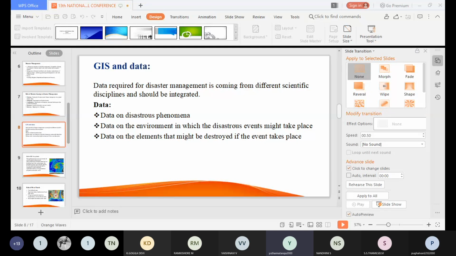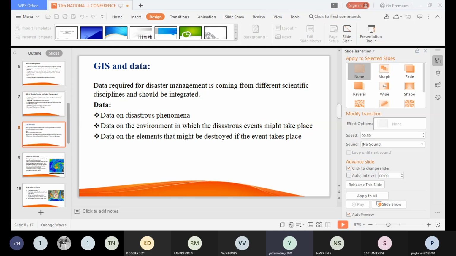Next, GIS and data. GIS is taking a main part in remote sensing, which is mainly for the information source. The data required for disaster management is coming from different scientific disciplines and should be integrated. Data integration is one of the strongest points of GIS. In general, the following types of data are required for the data collection to analyze the disaster.